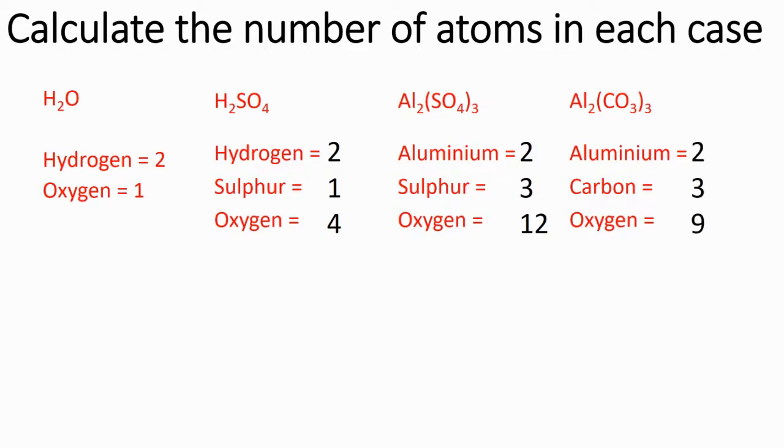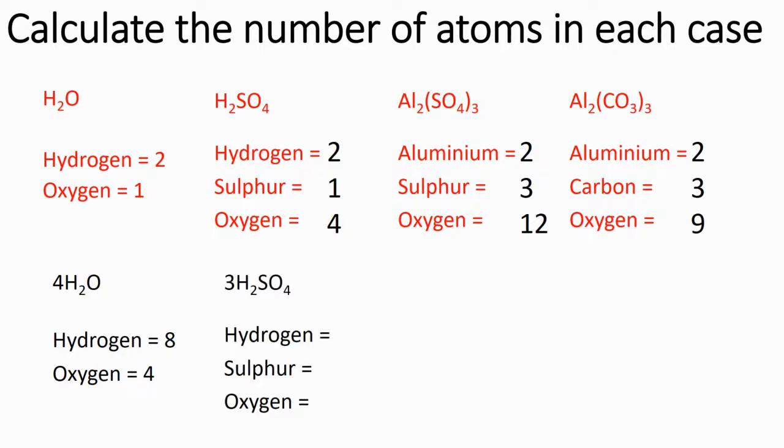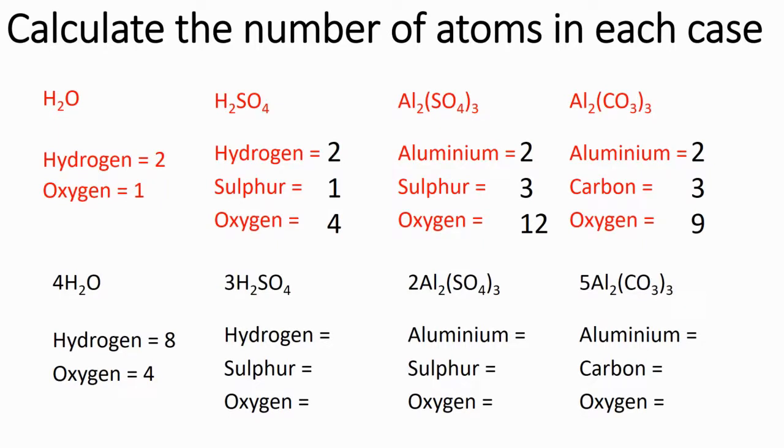Now let's see a number of other molecules. If we have 4 molecules of water, then we have 8 hydrogens and 4 oxygens. Let's see if you can work the others by yourself: 3 molecules of sulfuric acid, 2 molecules of aluminium sulfate, and 5 molecules of aluminium carbonate. You may pause the video here. Let's check your answers. If you haven't got these, no problem.